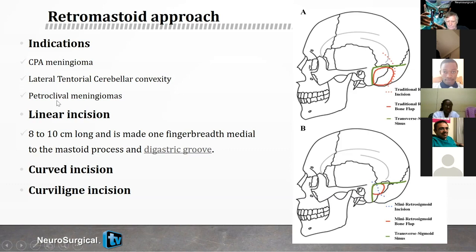We have to know that when we do a linear incision, it gives us less space to do our craniotomy. So it's usually used when we want to use an endoscope for the surgery.